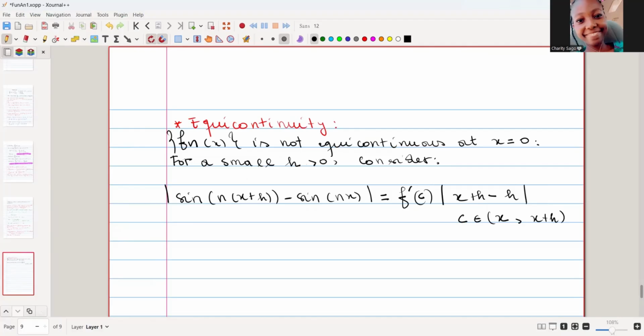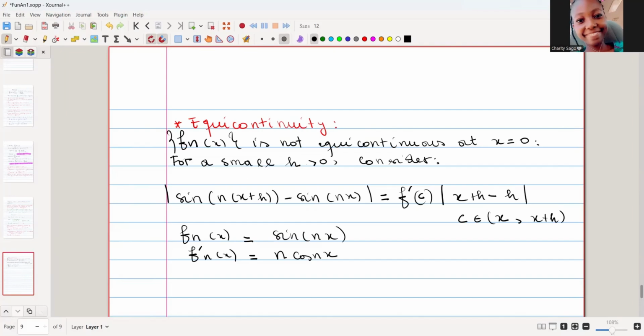This is the mean value theorem. Maybe we have our x, and we have f_n(x) equal to sine of nx. This function is differentiable. Now, what is f prime of nx? It is equal to n cosine of nx. That is it.